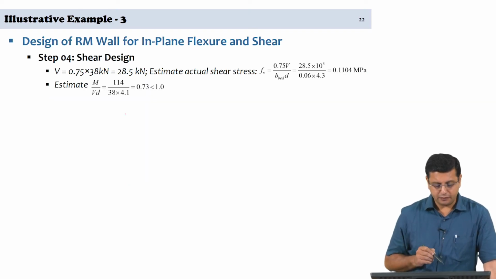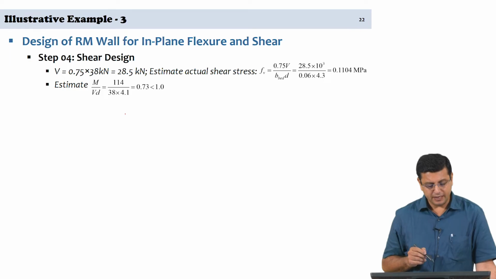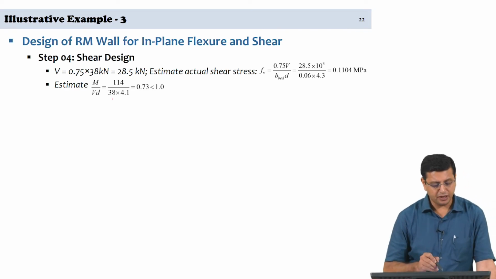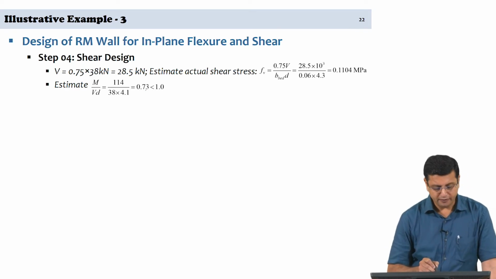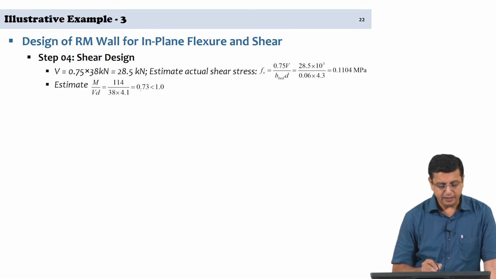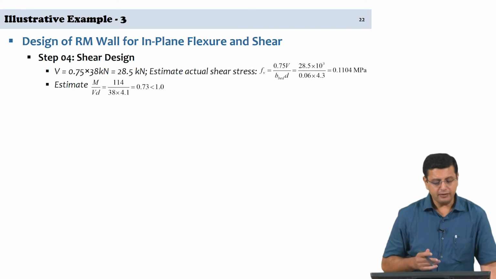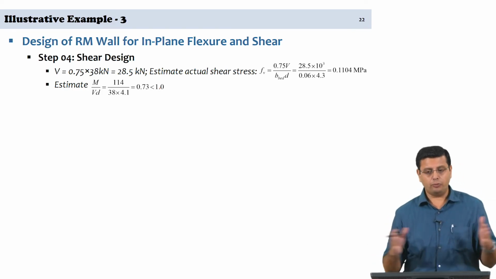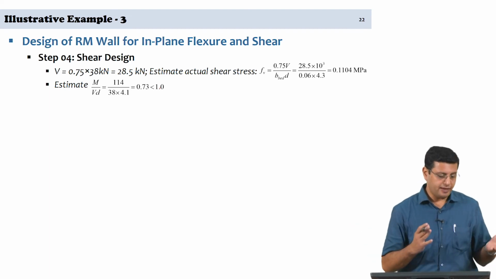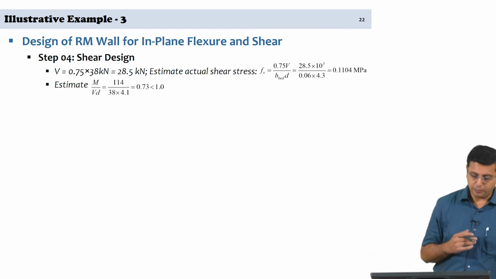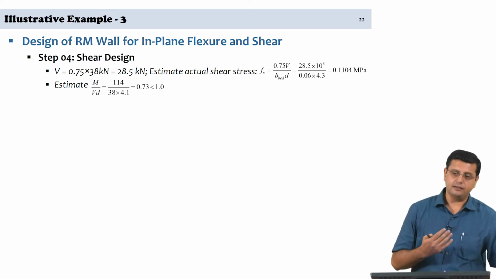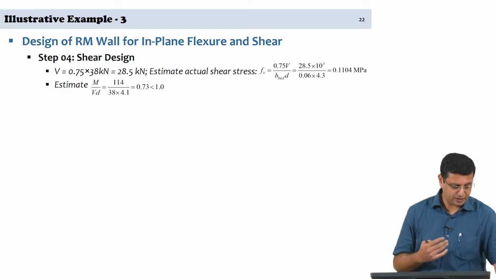So, let us first estimate M by Vd. In this case we are looking at 114, which is the total moment, divided by 38 kilonewton, the shear force, into 4.1, the effective depth, and the value of M by Vd is 0.73, which is less than 1. This is a rather squat wall. It is 4.3 meters in length, and hence we expect the lateral load response of this wall to be governed by shear deformations.